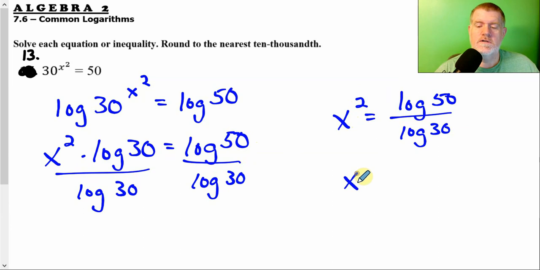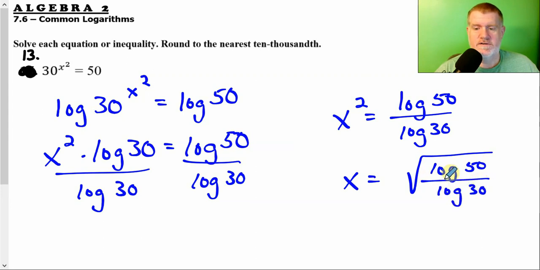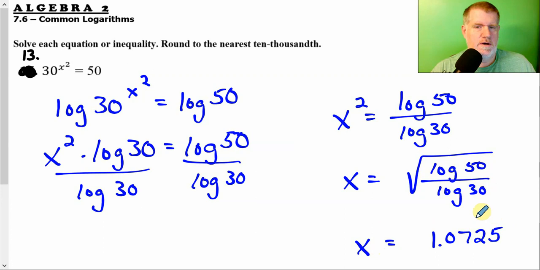What I'm going to do, though, is take the square root of it, because that's how I calculated it originally. And I'm going to get an answer of 1.0725. Now, remember, if I am solving an equation where x squared equals a number, my answer could be plus or minus that. Because a positive 1 and a negative 1, if I square them, will both become a positive number.